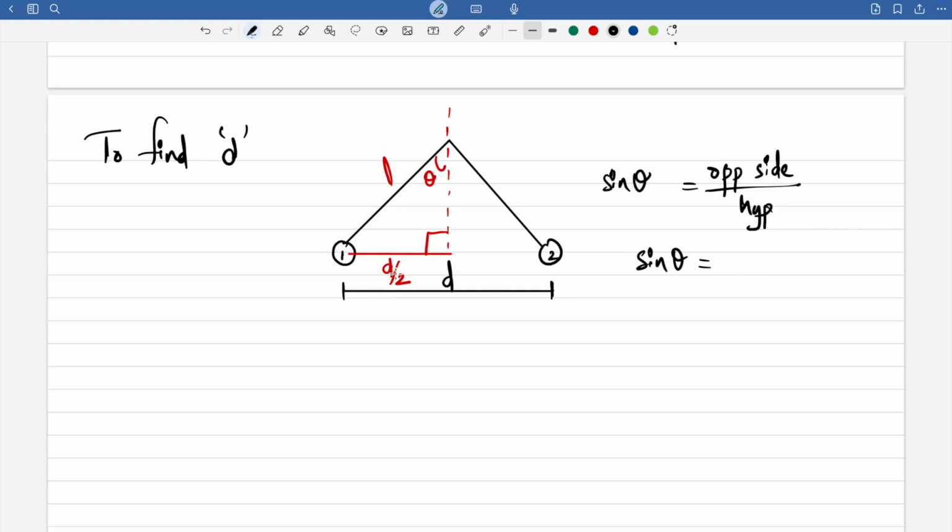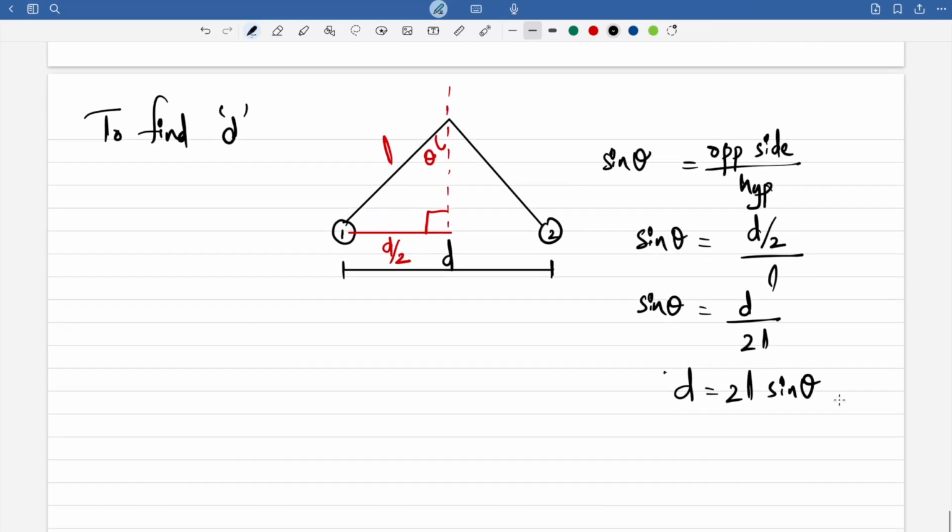So sine theta equals, what is the opposite side? This is theta, so the opposite side of theta is D over 2. So D by 2 over, what is L? What is the hypotenuse? It's L. So sine theta equals D by 2L. If you cross multiply, you will get D equals 2L sine theta. That is the equation for D. Let's call it equation number 8.